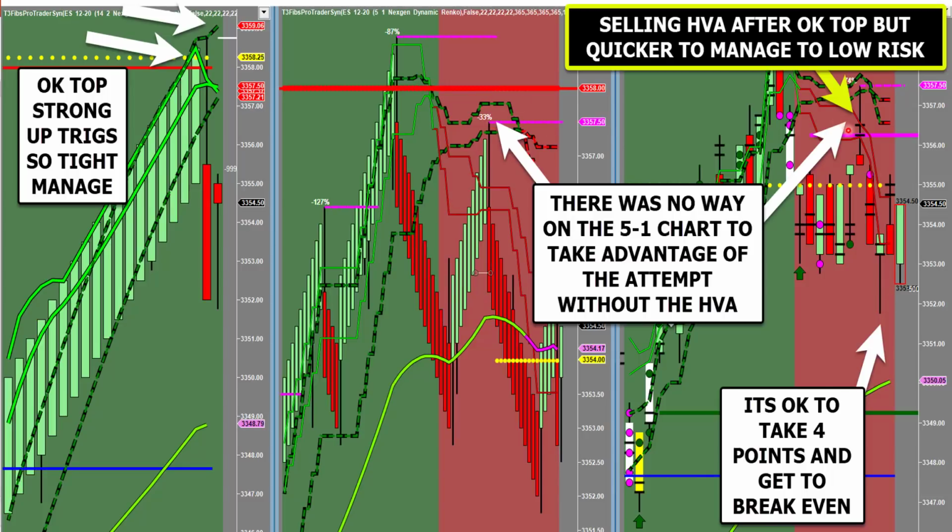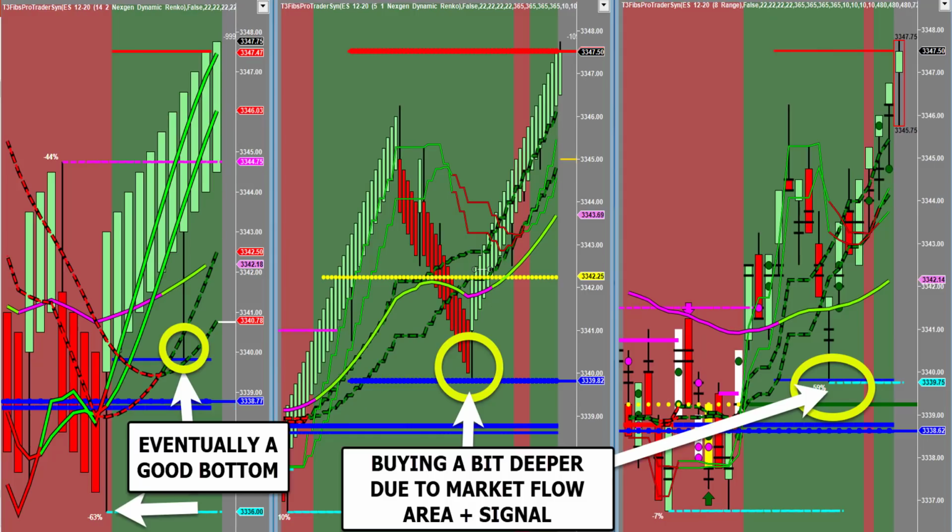Without the market flow high volume area, there's no way, based on the rules, that you would have gotten a trade. Now you'll see this happen really time and time again. Eventually we have divergence from fibs and it makes a good bottom. And most traders are buying 33.42.50 at the mid bands and one-to-ones, which is not wrong. But when you look at your market flow high volume area and some of the spread on these triggers, you have to anticipate that it may come back a little bit lower.